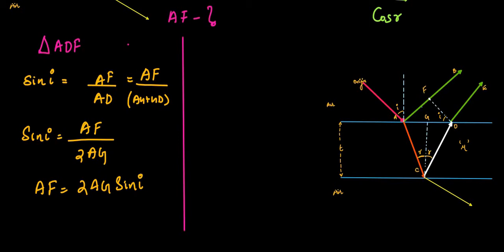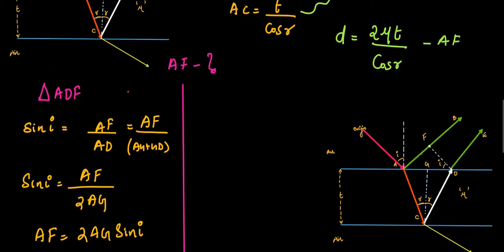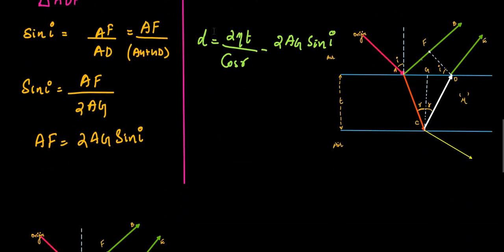So our equation became, what was our equation? The equation was D is equal to 2 mu T by cos R minus AF. So our equation becomes D is equal to 2 mu T by cos R minus 2 into AG into sine I. Now again, in this equation, we have AG. So we need to find the value for AG. Again, I am considering the triangle ACG.